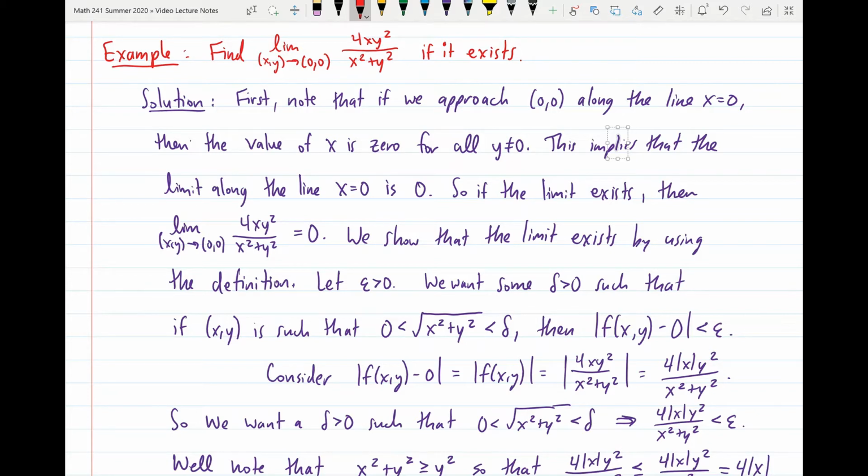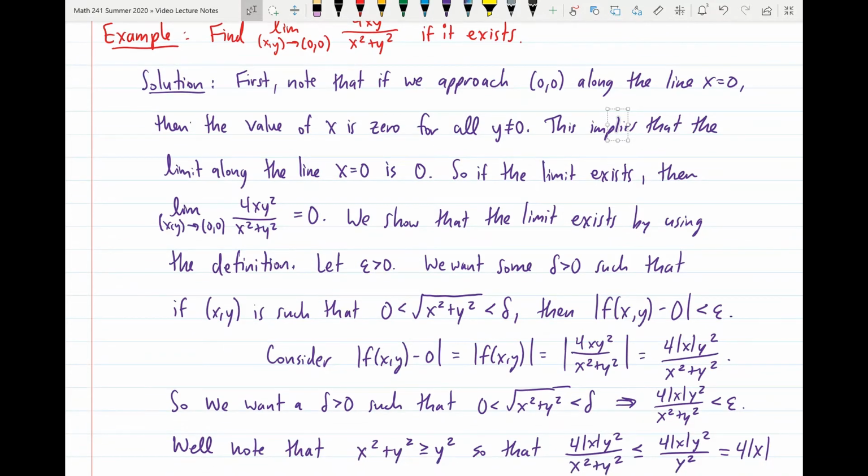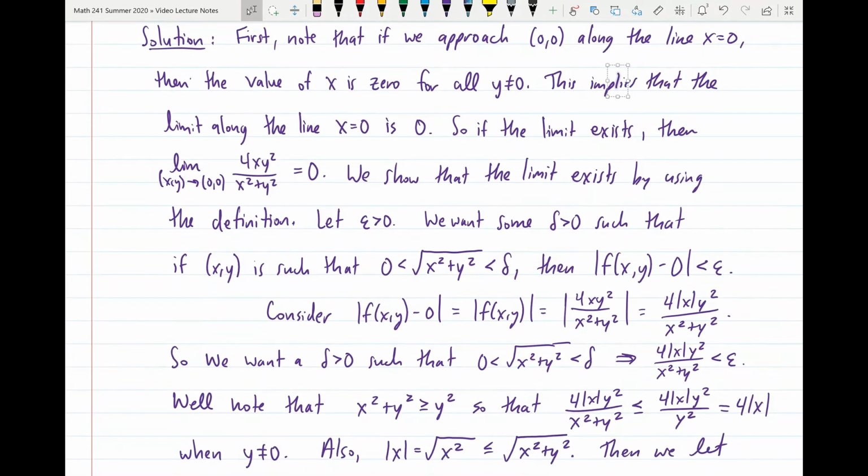So this refers to something I don't think I've said yet, but if you have a limit of a multivariable function and the limit does exist, then if you approach the limit point from all possible different paths inside of the plane, you have to get the same limit regardless of the path that you approach the limit point from. So because we got the limit equal to 0 when we approached along the line x equals 0, it means that if the limit exists, then the limit has to equal 0. It doesn't necessarily mean that the limit exists.